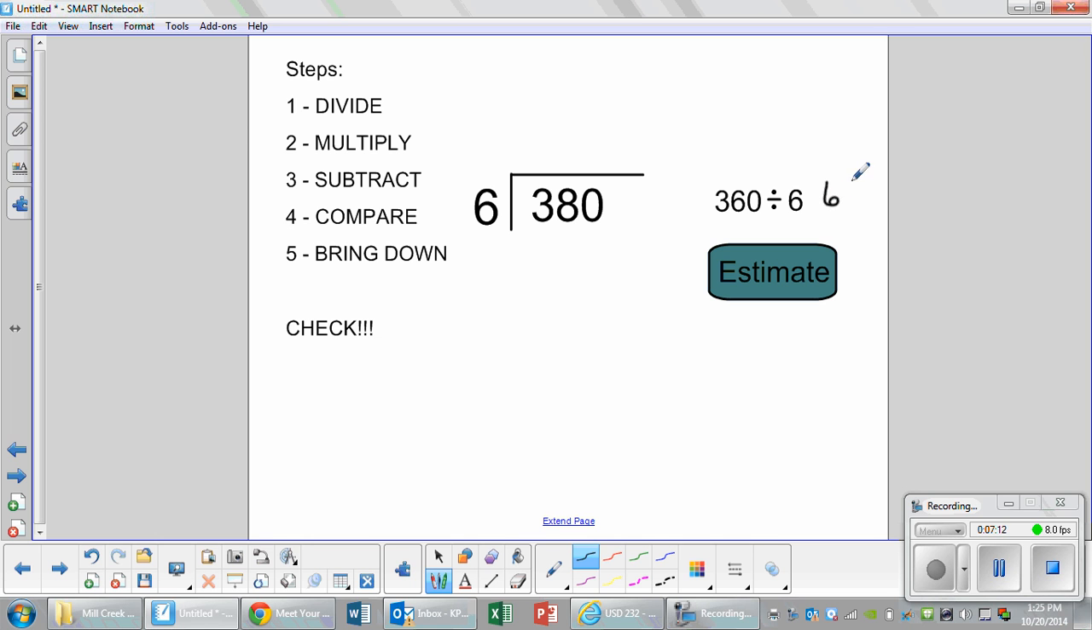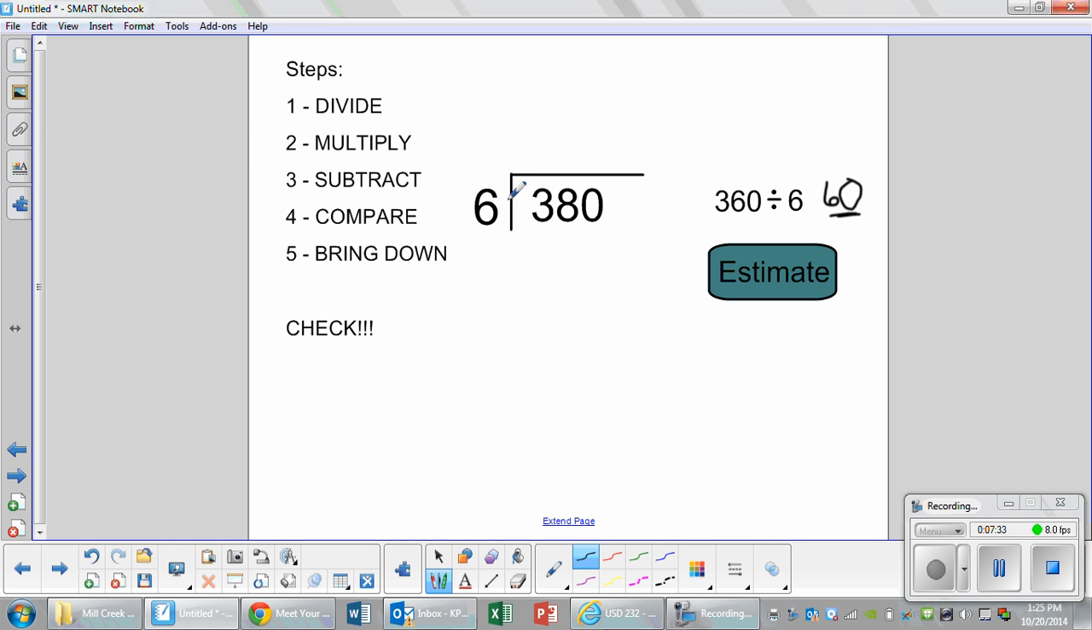So I'm going to write that over here. That tells me my answer should be about 60. However, I do know that this is an underestimate since I changed it to 360 and it used to be 380. So my actual answer should be more than 60. Now I can jump into the steps in long division.